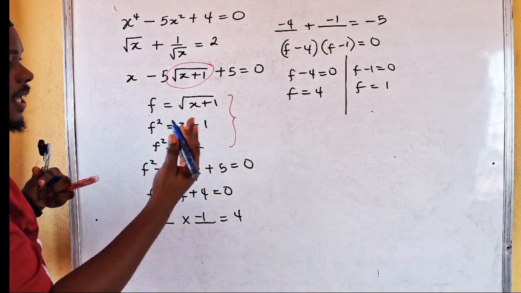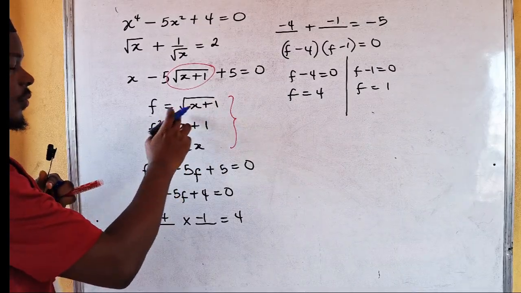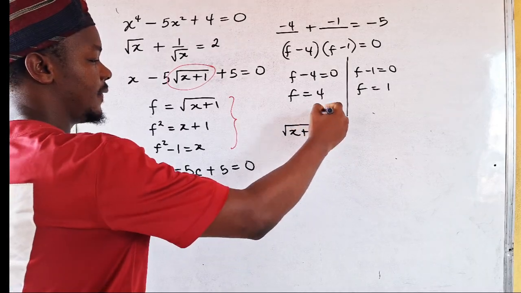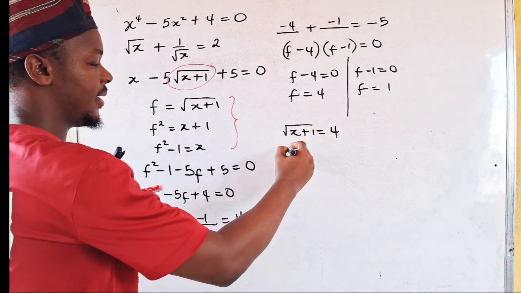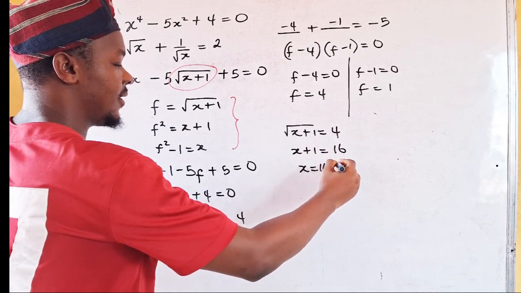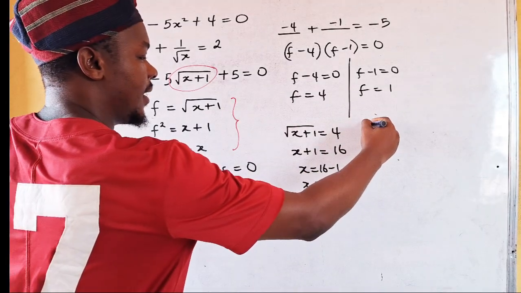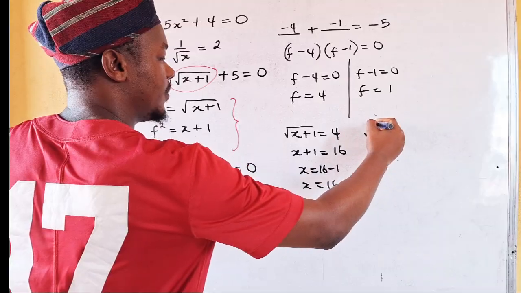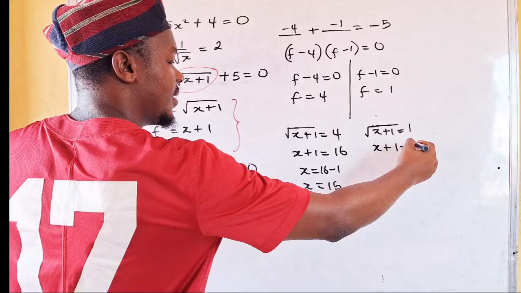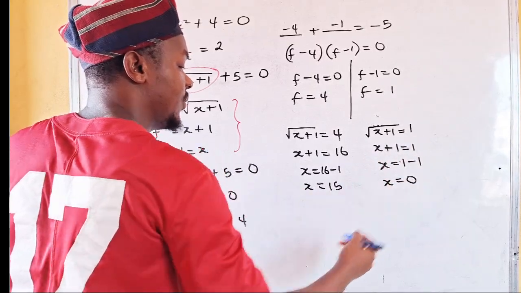So we found f. I have to remember that f is equal to root x plus 1. So whatever f is, root x plus 1 is that thing. So root x plus 1 is 4. To get rid of the square root, we square both sides. So x plus 1 equals the square of 4, which is 16. So x equals 16 minus 1. X is 15. Then again, root x plus 1 is equal to 1. Get rid of the square root, that'll be x plus 1 equals 1 squared, which is 1. And x equals 1 minus 1, so x equals 0.